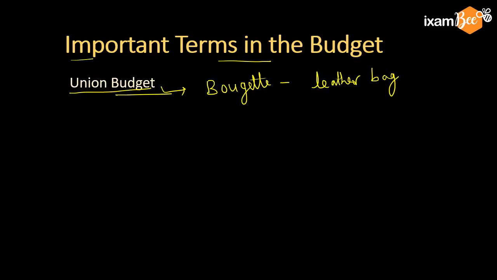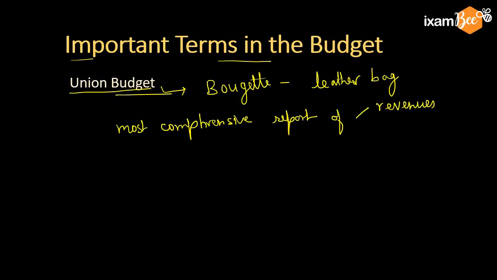So directly coming to what is union budget for us. When we talk about union budget, it is the most comprehensive document of the government finances, the most comprehensive report of total revenues of the government, revenues from all sources, and total outlays. Outlays means where this money has been spent. So this is for the past year, and it also covers estimates of government accounts for the next financial year.